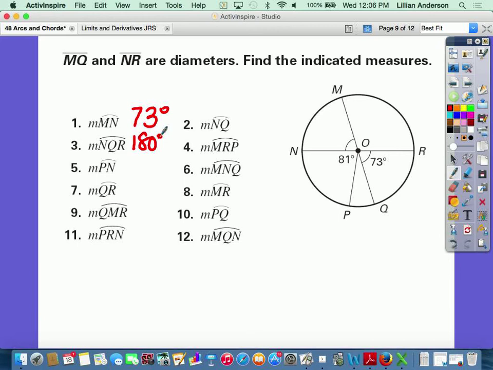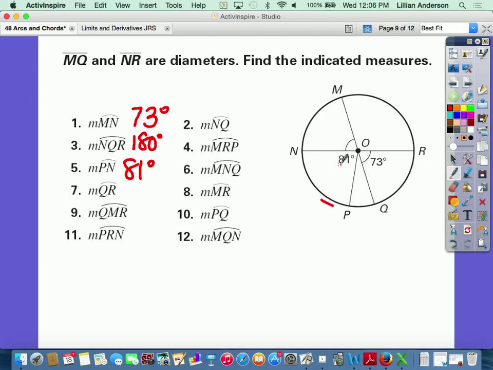Wait, so the measure is the same thing as the degrees of the angle connected to it? Yes, exactly, the measure of the arc. Not its length, but its actual measure. What is it? It is 81. Very good. So for PN, the central angle was 81.